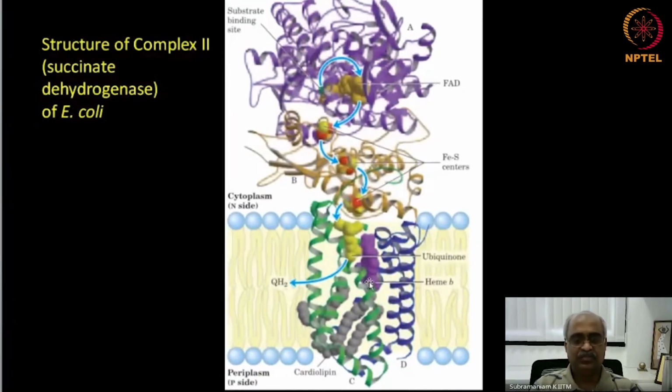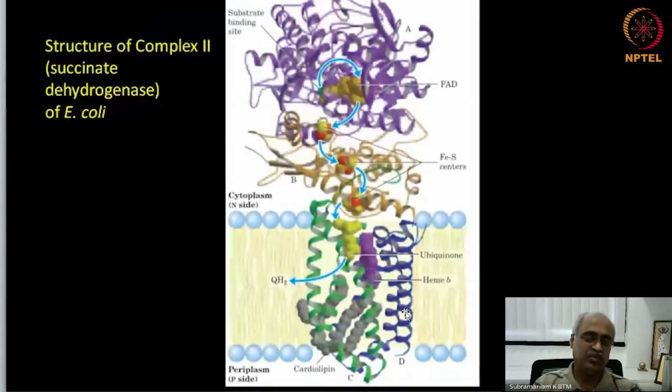For example, mutations in these protein domains that affect heme binding have been shown to cause mild problems like benign tumor formation, etc. So this is the electron flow diagram in complex 2. Complex 2 essentially transfers the electron from succinate to ubiquinone, reducing it into QH2. Complex 1 did a similar thing from NADH to ubiquinone.